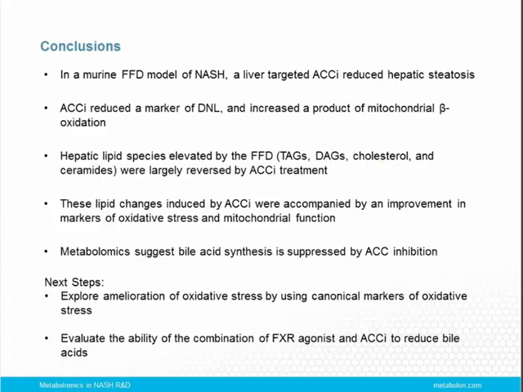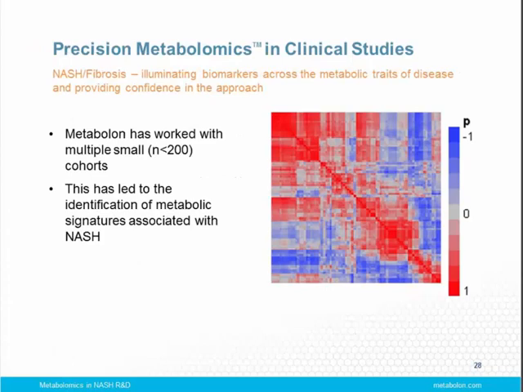Thanks, Jamie. That was an excellent example of how research in the preclinical setting has utilized and applied metabolomics in the study of NASH. I'm going to shift gears a little bit and describe an example of how metabolomics has been applied in the clinical setting to understand NASH and its potential utility in this space. So Metabolon has worked with multiple small cohorts, all less than 200 patients. This has led to the potential identification of metabolic signatures associated with NASH.